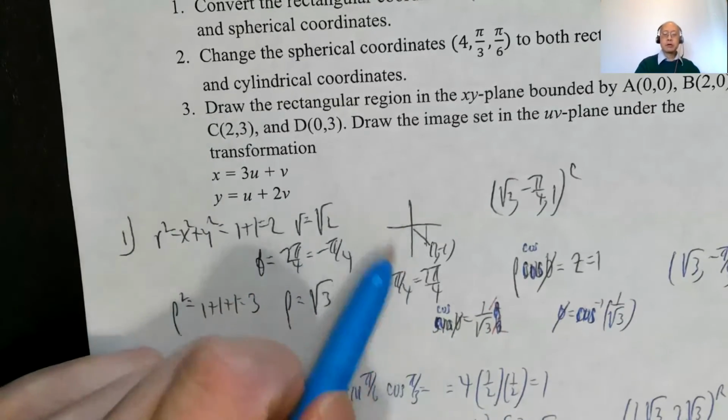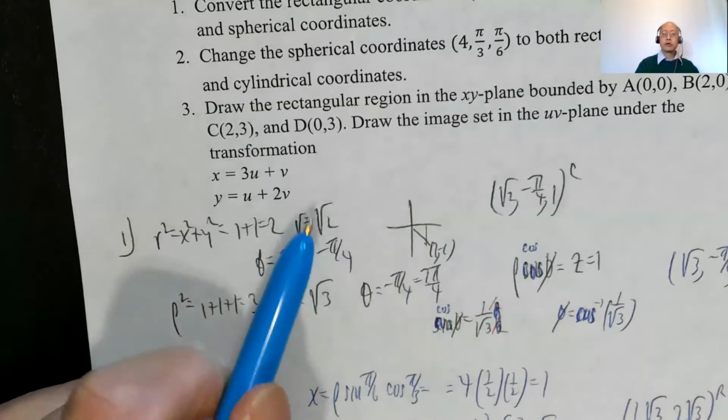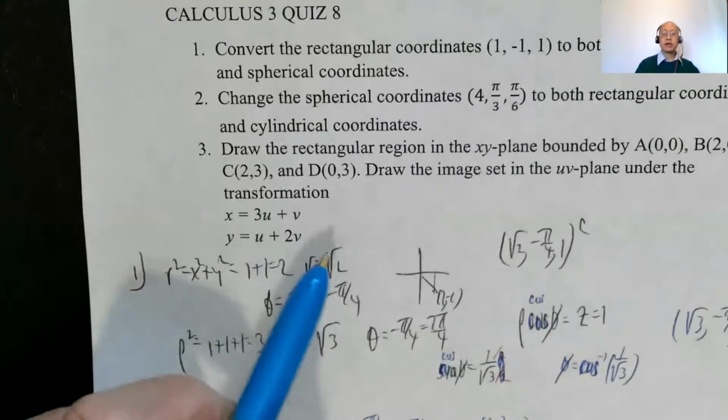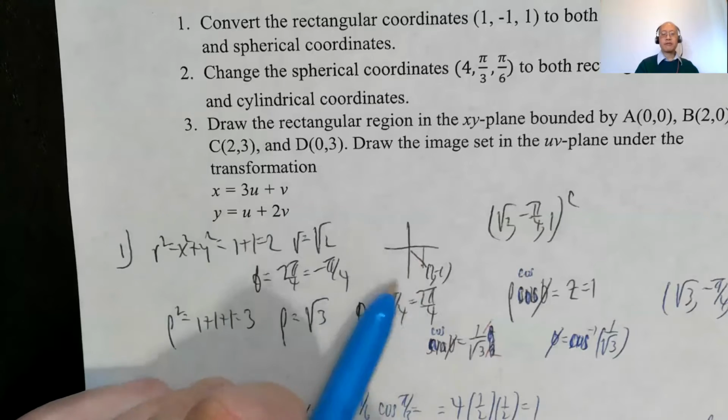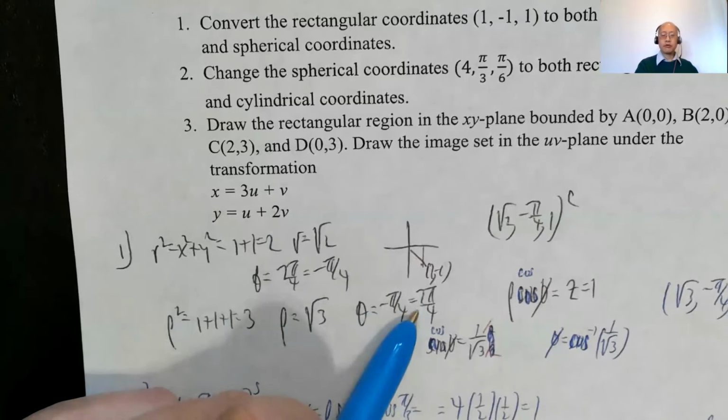For theta, it's probably best to draw a picture of the situation. Don't look at the z, just x and y. So 1, negative 1: 1 right, 1 down. Well, that's a negative 45 degrees, or negative pi over 4. You could also use 7 pi over 4.